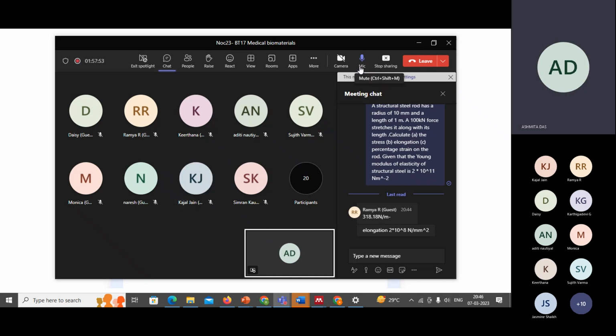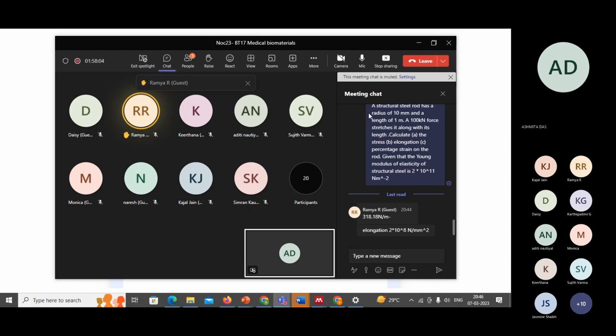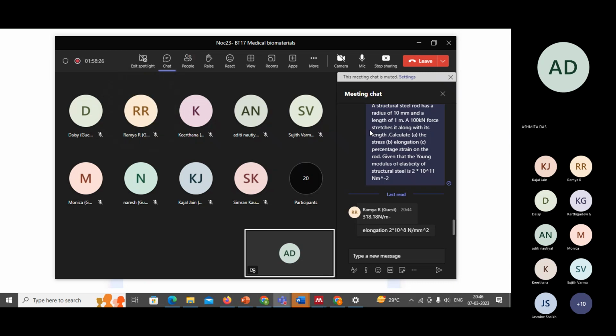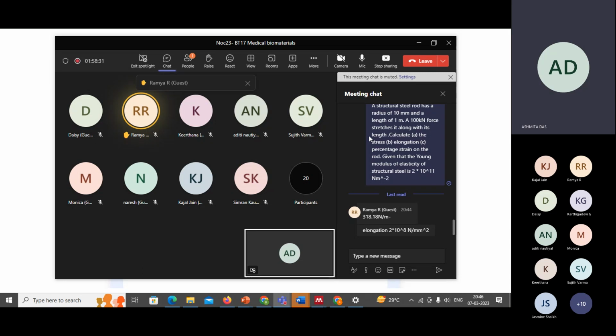Hello. How many of you are able to solve the first part, the stress calculation? Please raise your hand. The first part A, the stress calculation. Part B, is anyone able to solve part B? Okay, Ramya, can you tell me how you solve the stress part?